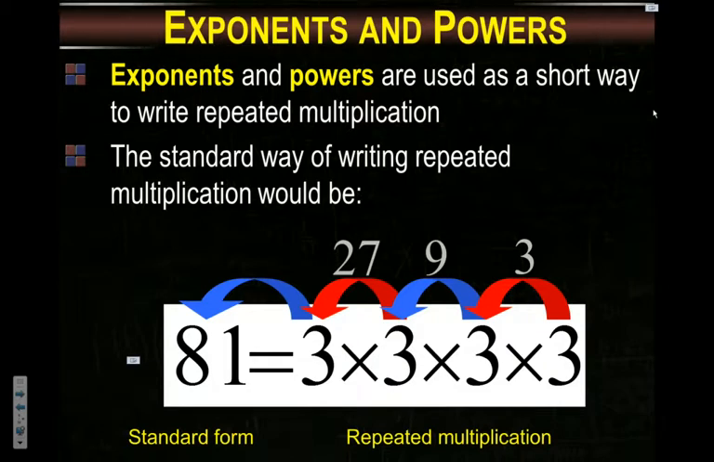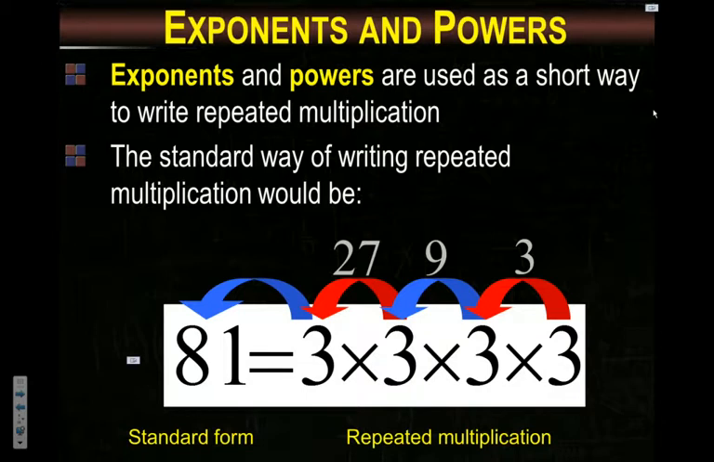So, for example, here, the number 81 represents the number 3 multiplied by 3, 4 times, right? 3 times 3 is 9. 9 times 3 is 27. 27 times 3 is 81. So in a standard way to write it out, this is the way you've been taught, that would be a nice piece of math to write out.